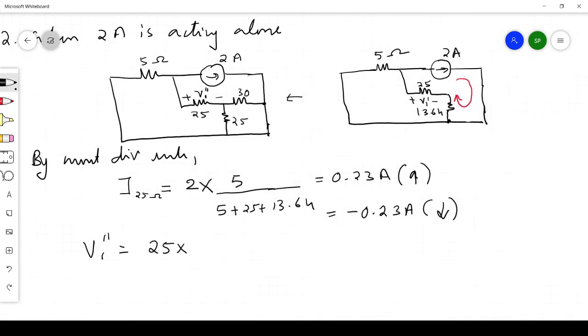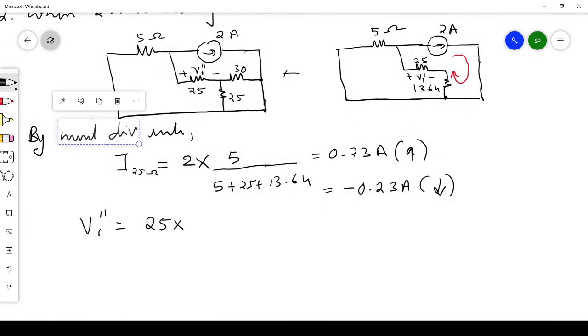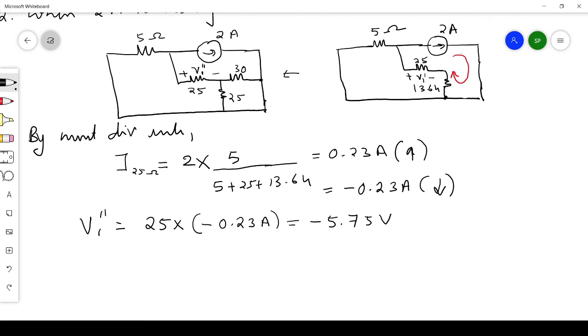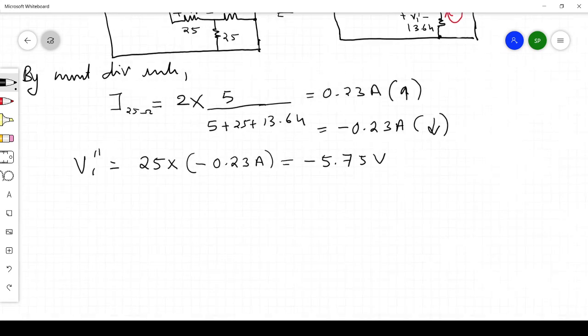Okay, that is fine. Now here 25 into, because we want it in the same direction, I'm just taking this direction, 25 into 0.23 amperes, that is minus 5.75 volt. You got it, okay. Now what about this third step?